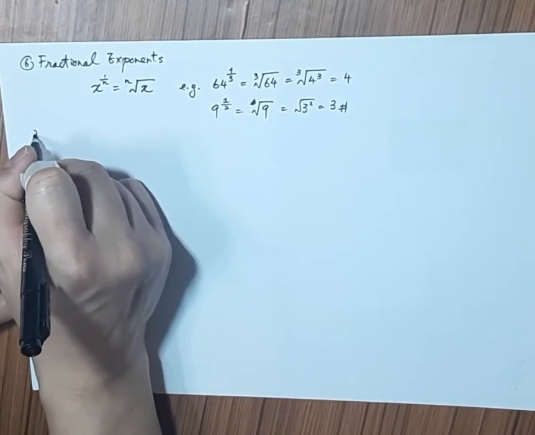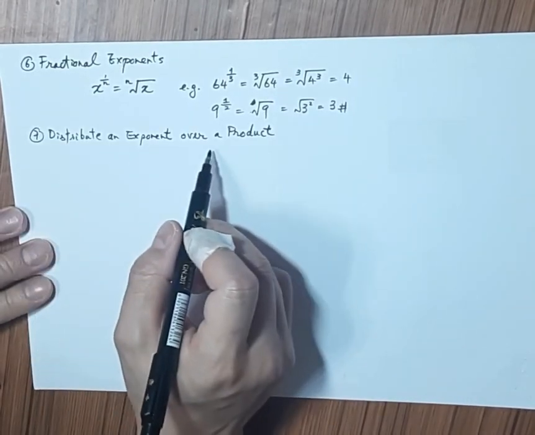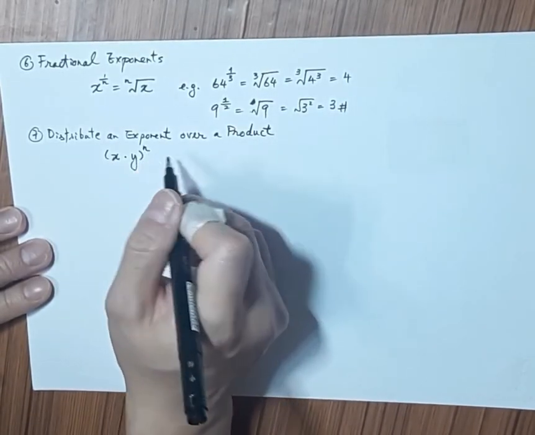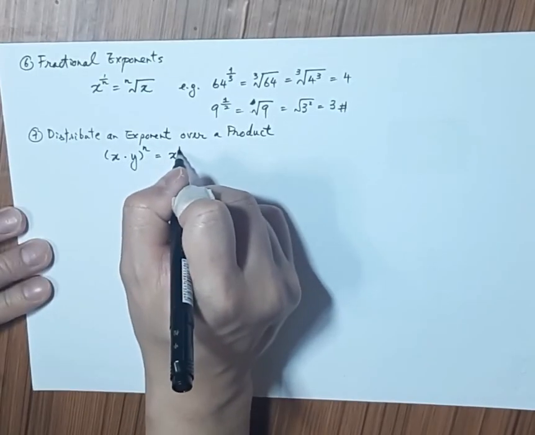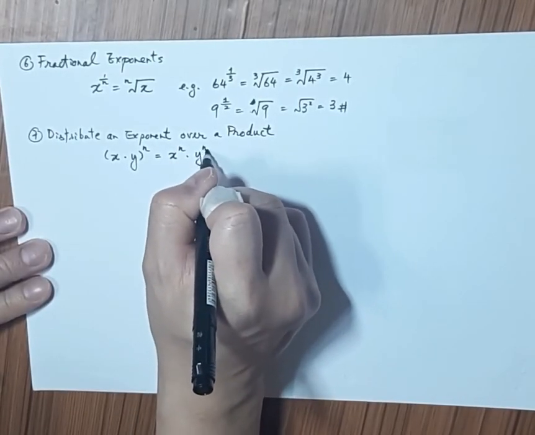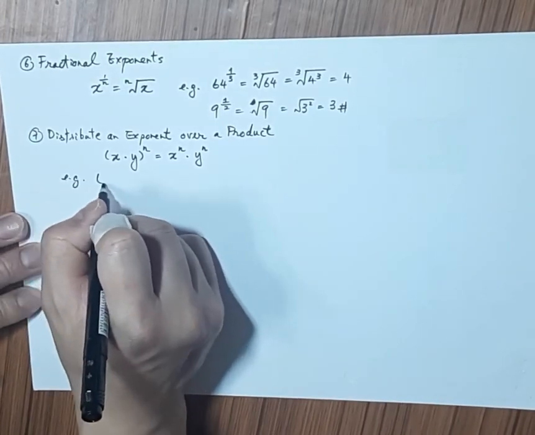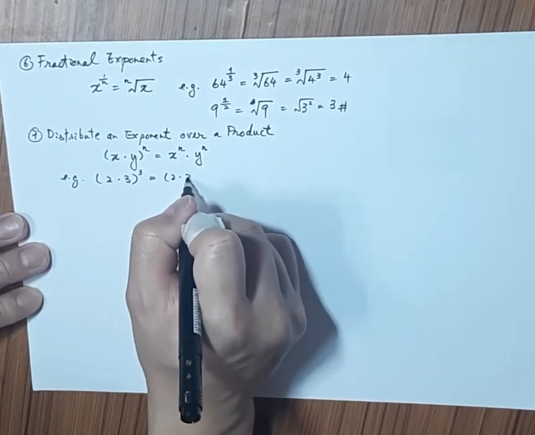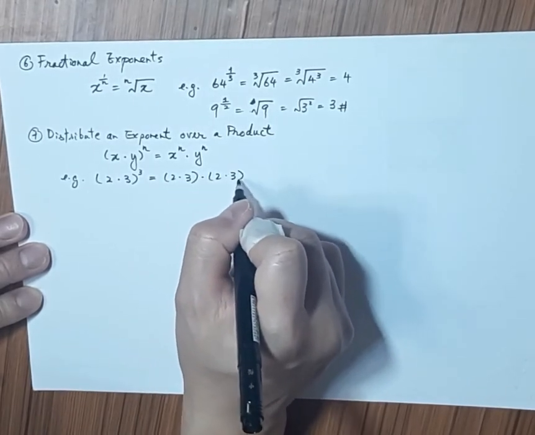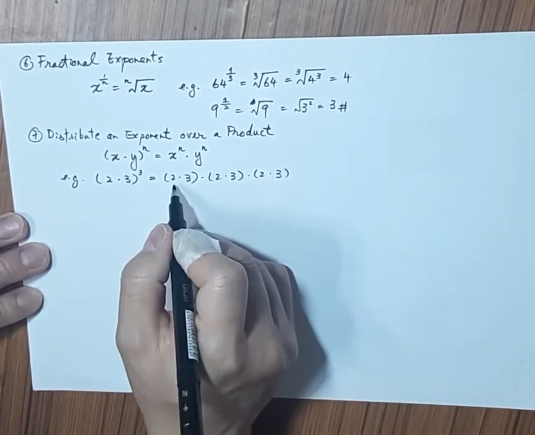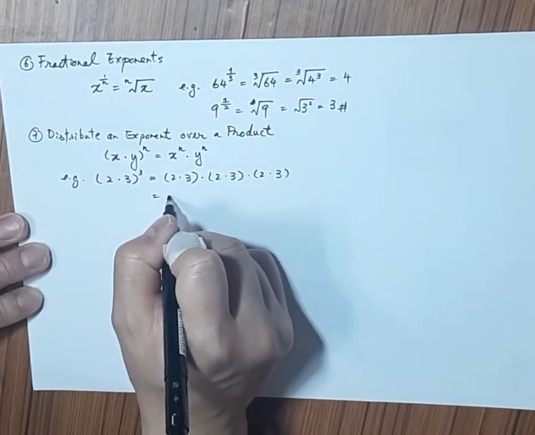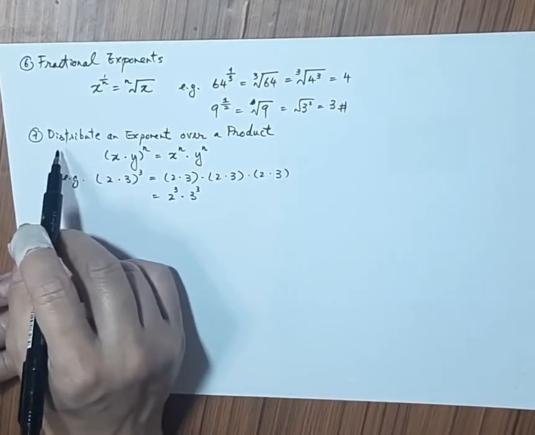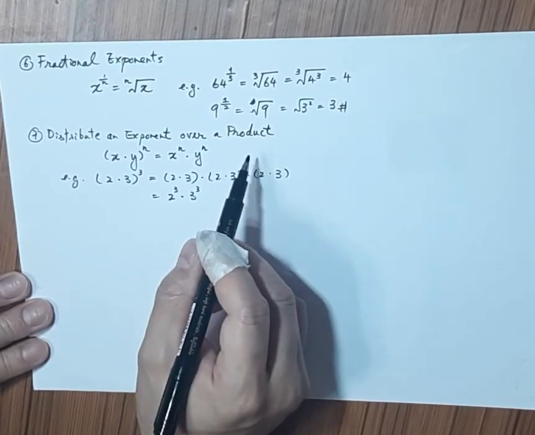And the seventh rule is to distribute an exponent over a product. If we have x multiplied by y to the power of n, we can express it as x to the power of n multiplied by y to the power of n. Let's see an example. If we have 2 times 3 to the power of 3, it is equal to 2 times 3 multiplied by 2 times 3 multiplied by 2 times 3. We have three 2s here, so we can write 2 to the power of 3 multiplied by 3 to the power of 3. This is called the distribute an exponent over a product rule.